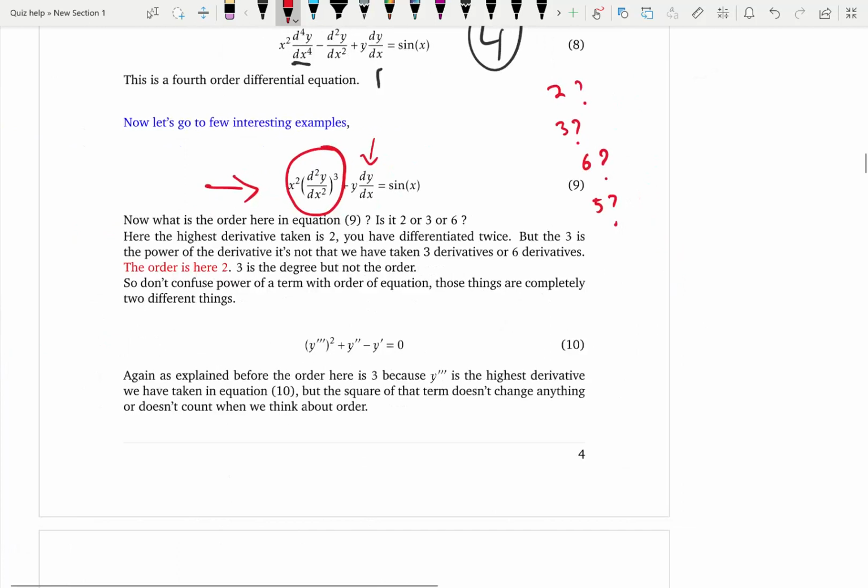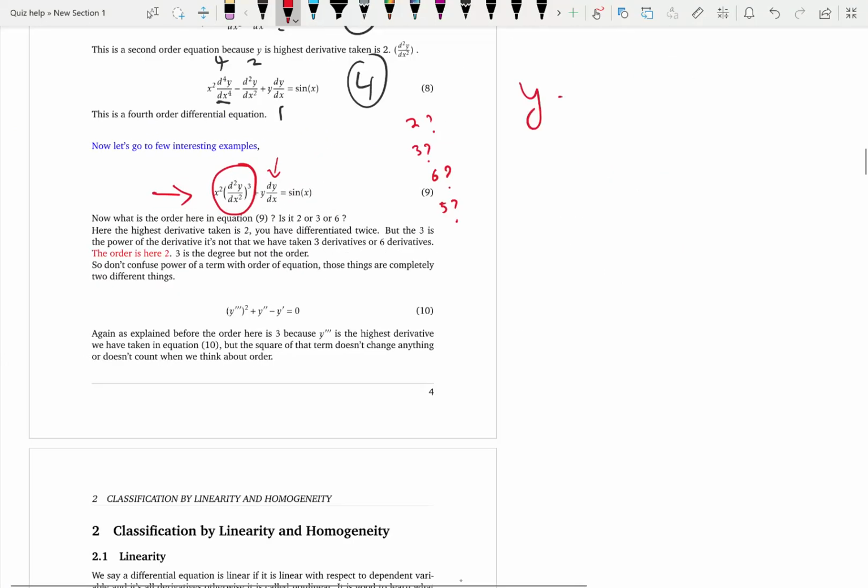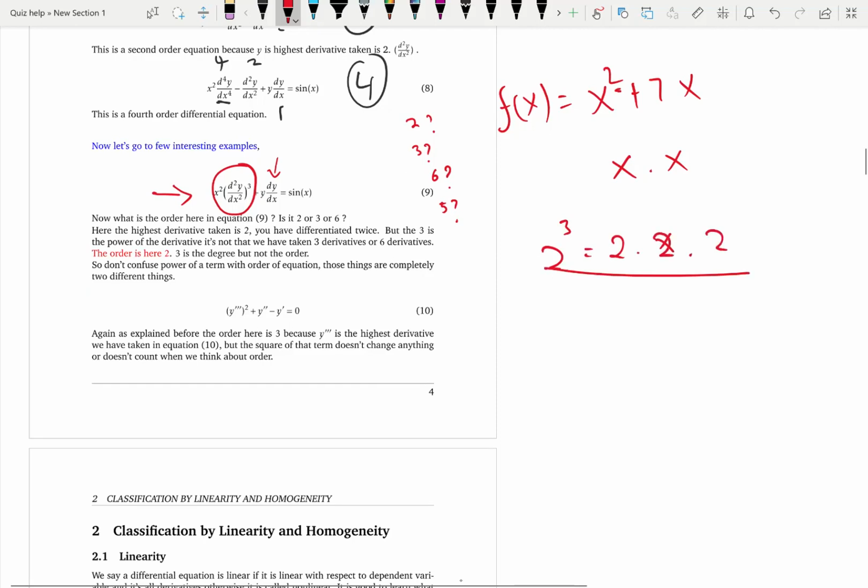Now, what does degree mean? Okay, y is equal to x squared plus 7x. What is the degree of this? Let's say this is a polynomial. What is the degree of this polynomial? 2, right? So what is the meaning of this 2? That's a power. You multiply x by itself. Or 2 to the power 3, what do you say that? 2 times 2 times 2, right? So you have multiplied 2 by itself 3 times. So this we call the degree, the power.